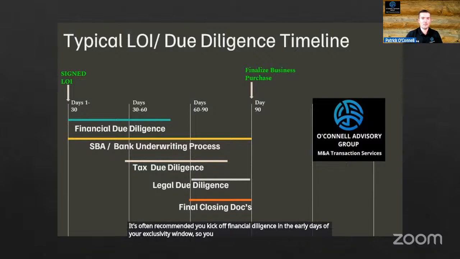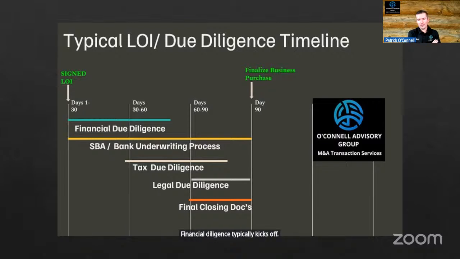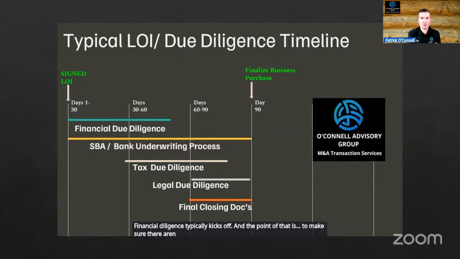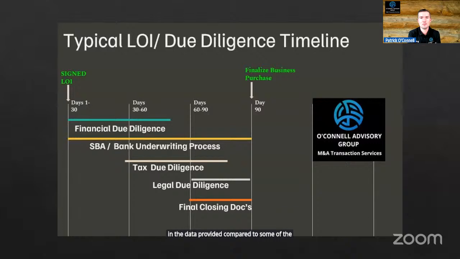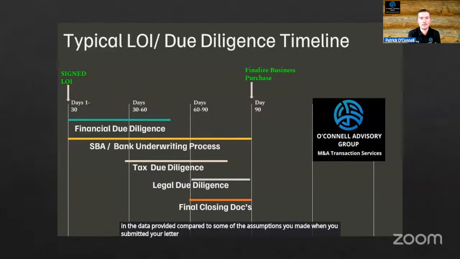So you'll see here in days 1 through 30, financial diligence typically kicks off. And the point of that is to make sure there aren't material discrepancies in the data provided compared to some of the assumptions you made when you submitted your letter of intent or LOI.